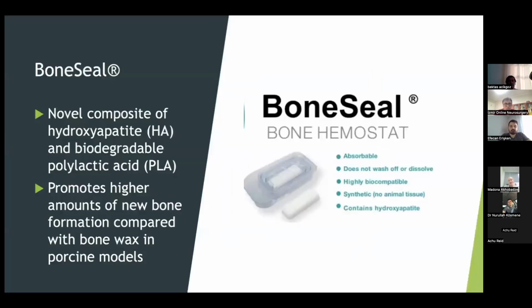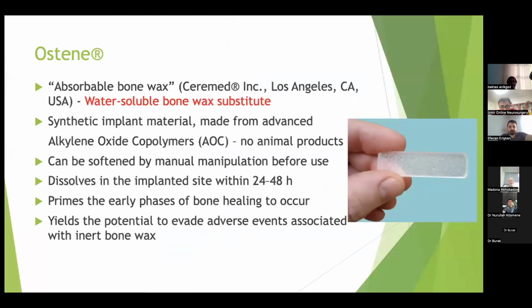Now coming to Bone Seal. Bone Seal is a novel composite of hydroxyapatite and biodegradable polylactic acid. It promotes a higher amount of new bone formation compared with bone wax in porcine models. So you can see here it is absorbable, unlike bone wax. It does not wash off or dissolve. It is highly biocompatible, and it does not contain any animal tissue like beeswax, and it contains hydroxyapatite.